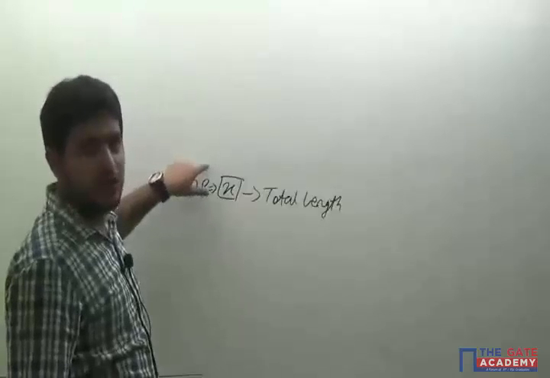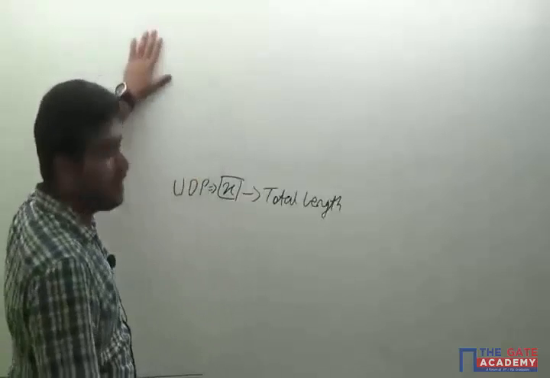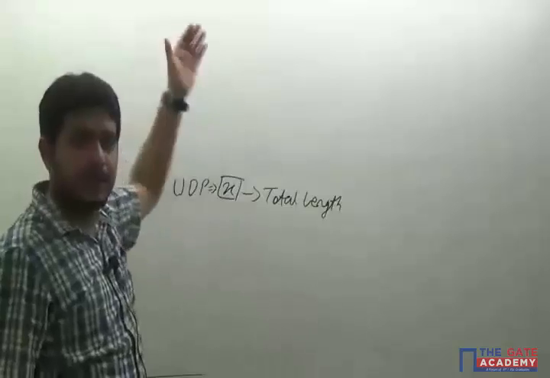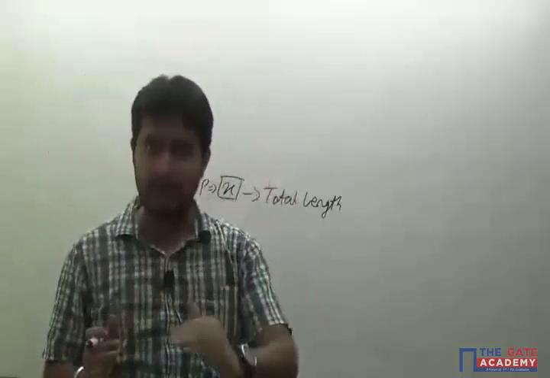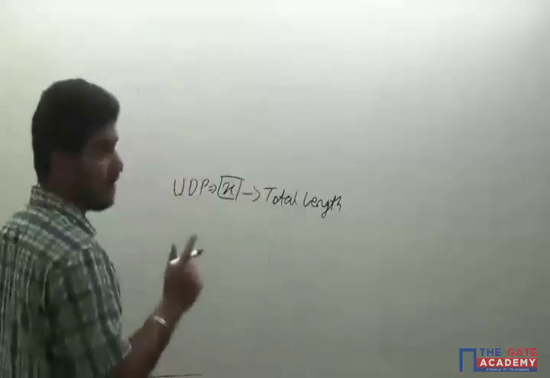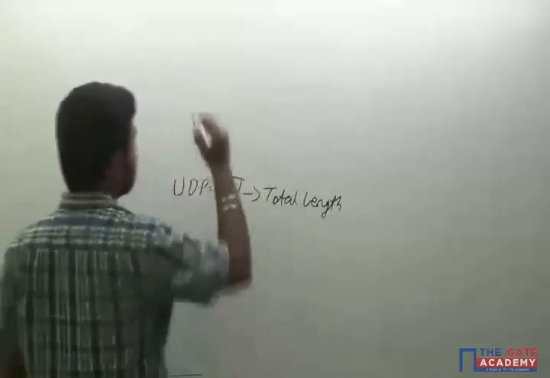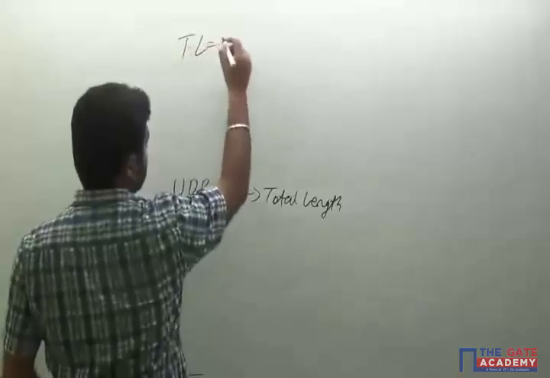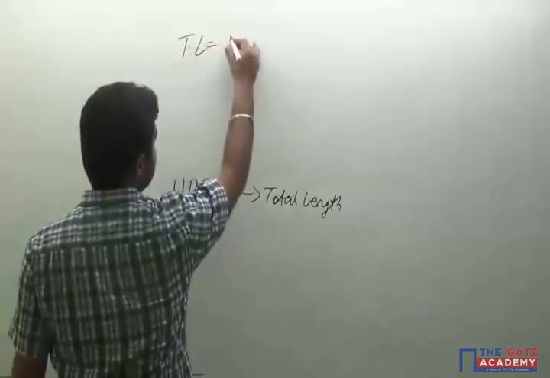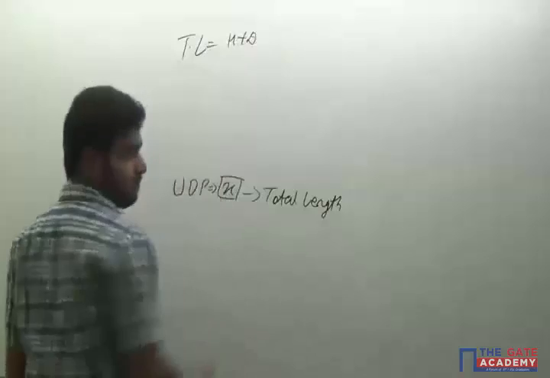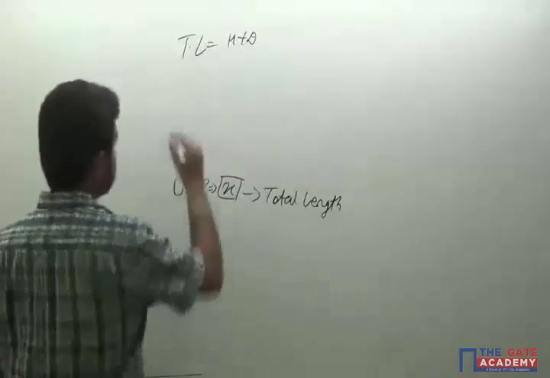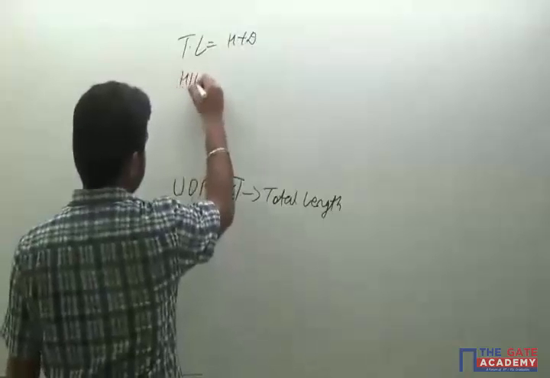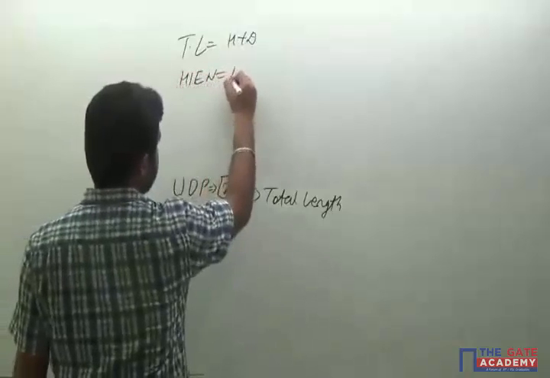The UDP total length field is not necessary, because what is the role of the transport layer? It will take the data, add the header and send it to the network layer. Now in the network layer, you know the IP header has a field known as total length. What is the value of total length? Header plus data. Now there is another field also, which is HLEN. This is the value of the header.